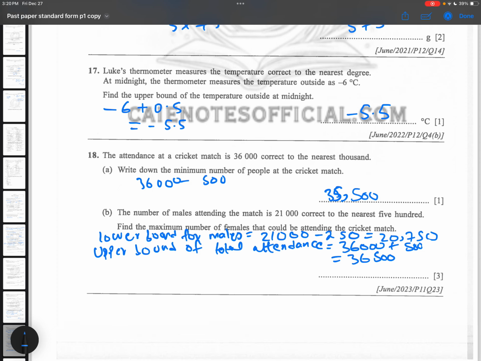Now to get the maximum number of females, I will subtract the number of males from the total attendance. So from 36,500 we will subtract 20,750 and this will give me 15,750. This will be my answer.